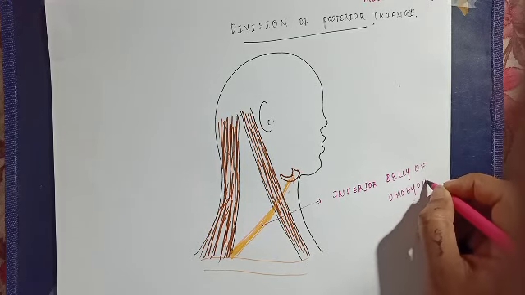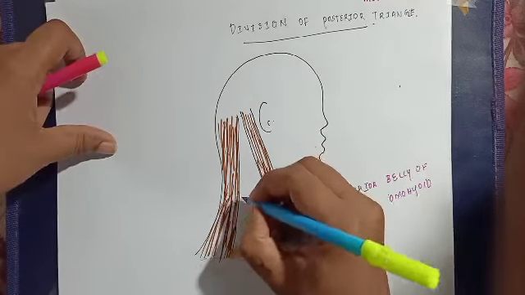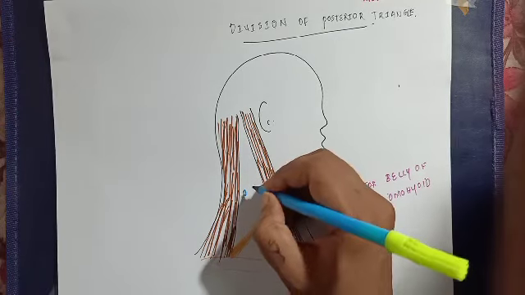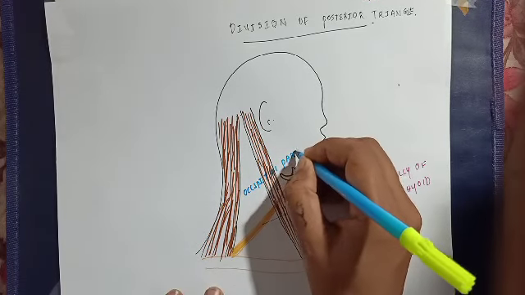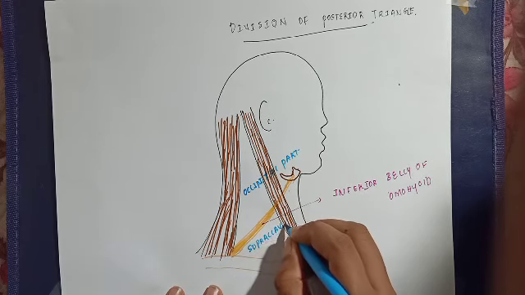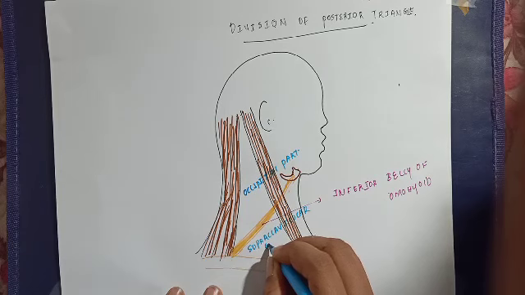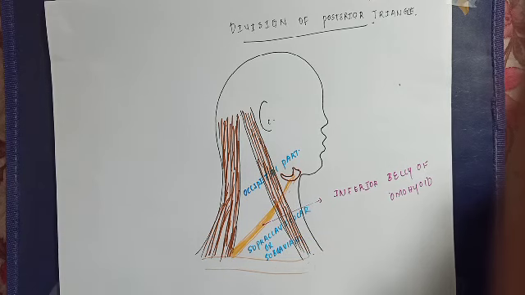Omohyoid. So this muscle is dividing this posterior triangle into a larger upper part, which is known as the occipital part, and a smaller lower part, which is known as the supraclavicular or subclavian part. So that is the division of the posterior triangle. The posterior triangle is being divided into upper part and lower part by the inferior belly of omohyoid muscle. The division is upper larger occipital part and lower smaller supraclavicular or subclavian part.